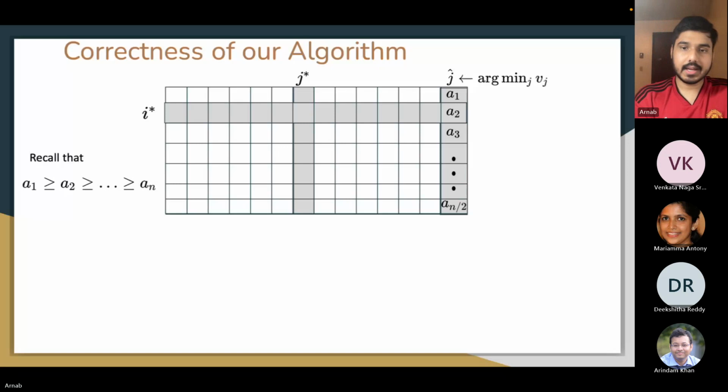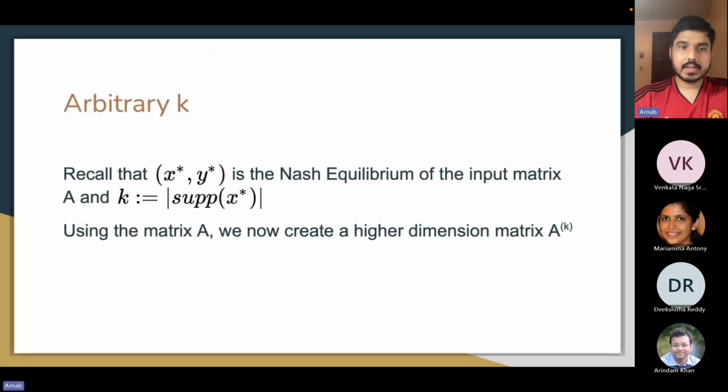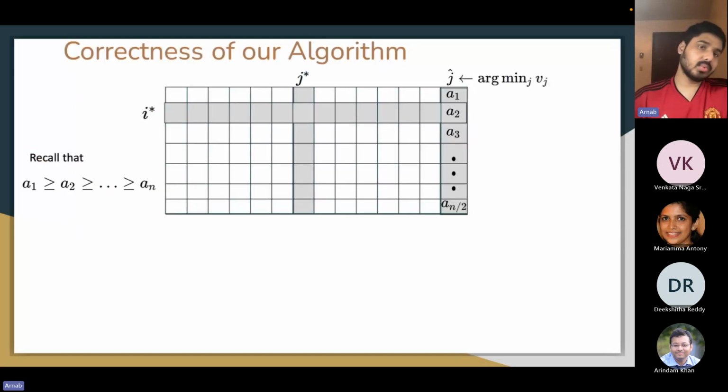Yeah. So before I proceed to the arbitrary k size case, is there any query regarding this algorithm or its analysis?